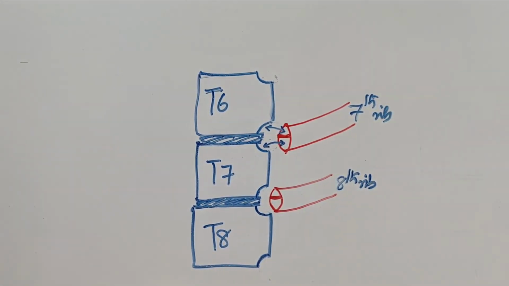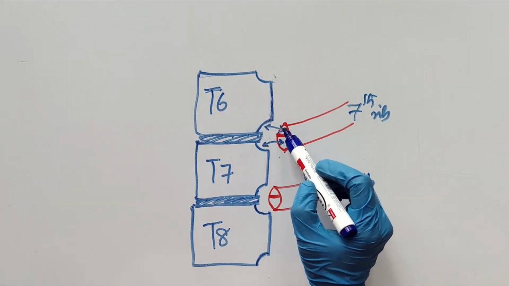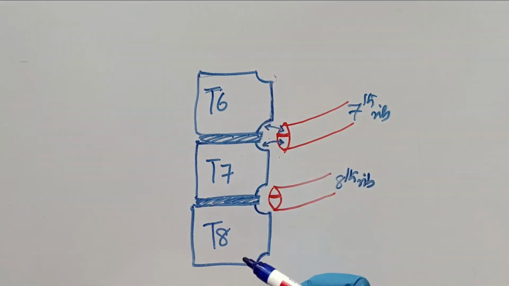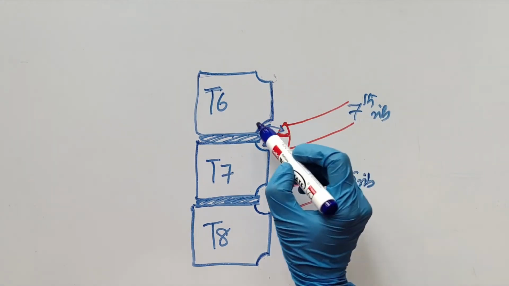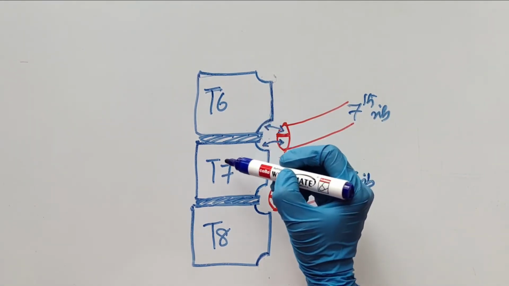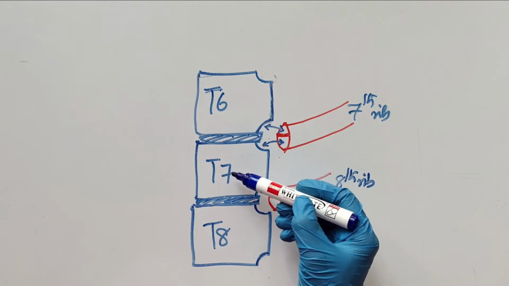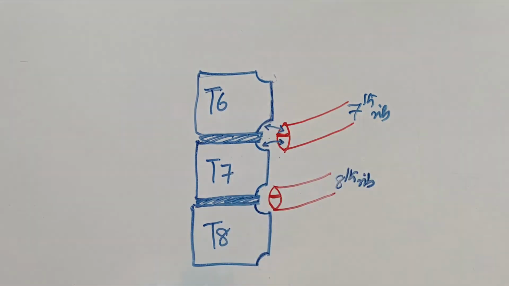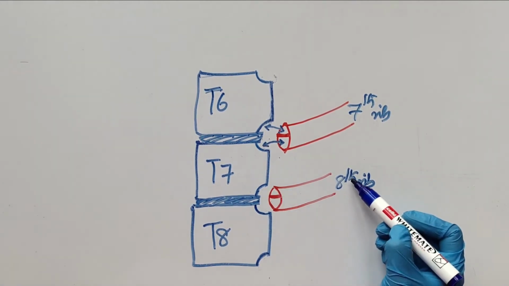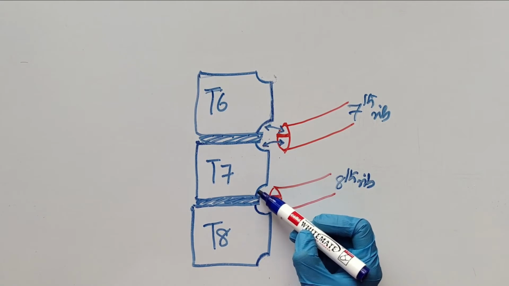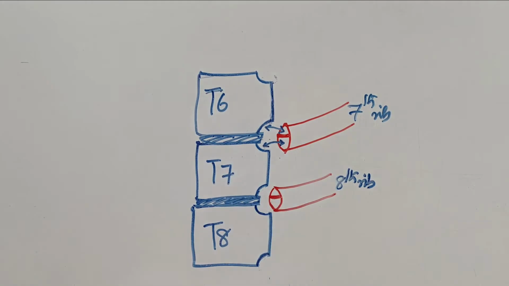Okay. Now talking about the upper smaller facet, the upper smaller facet articulates with the body of the vertebra above. So that is, the upper smaller facet of the seventh rib articulates with the inferior costal facet of the vertebra above. So the vertebra above means the vertebra just above T7, that is the T6 vertebra. Okay. So again here the upper smaller facet of the eighth rib will be articulating with the inferior costal facet of the vertebra above, that is the T7 vertebra.